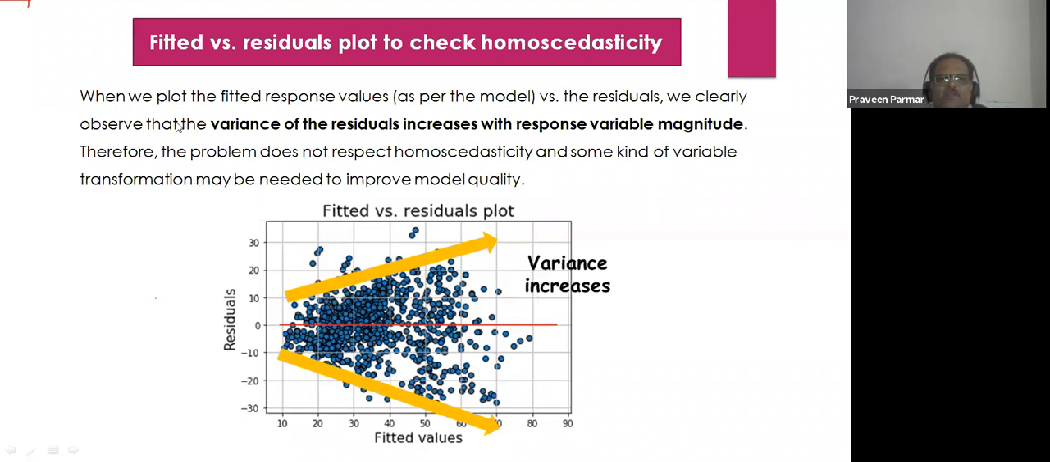So if I explain this, when we plot the fitted response values as per the model versus the residuals, we clearly observe that the variance of the residuals increases with the response variable magnitude. Okay, therefore the problem does not respect homoscedasticity and some kind of variable transformation may be needed to improve model quality. Okay.